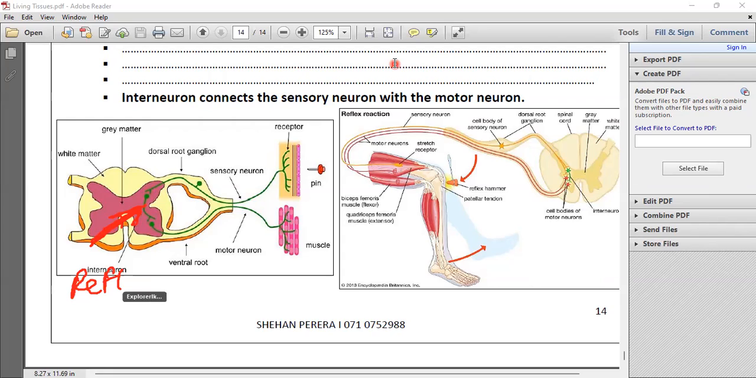We call them as what? Reflex actions. Okay, these are unconscious immediate responses.